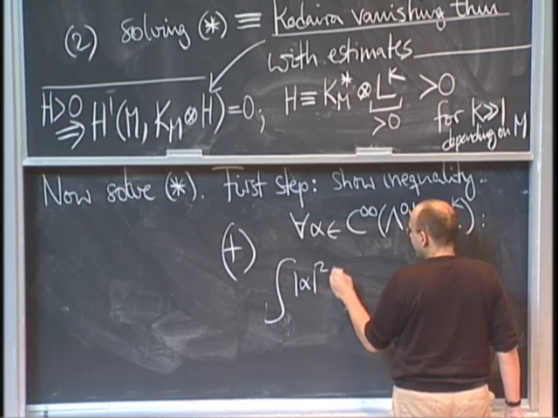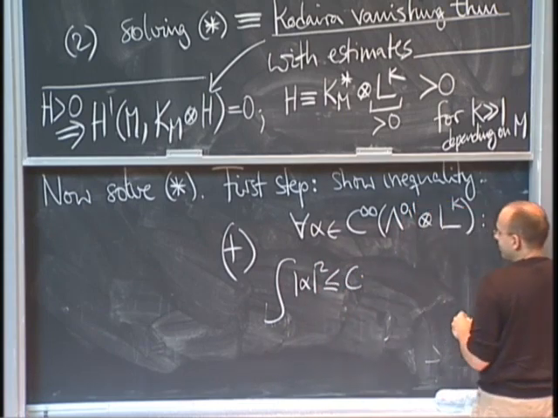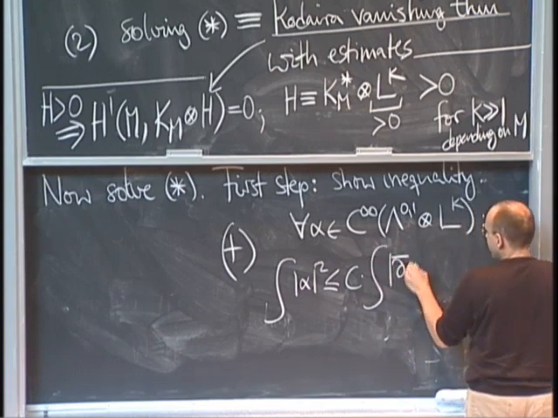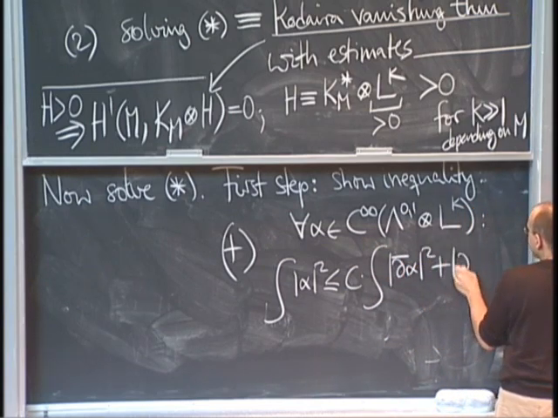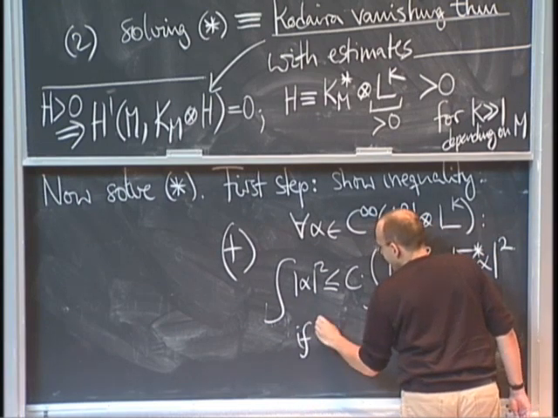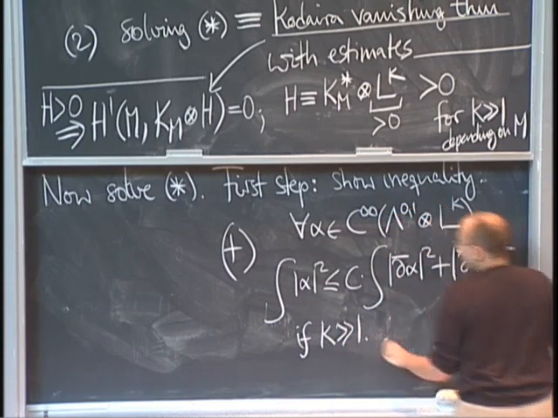the integral of alpha squared is less than a constant times this thing here, if k is sufficiently large.